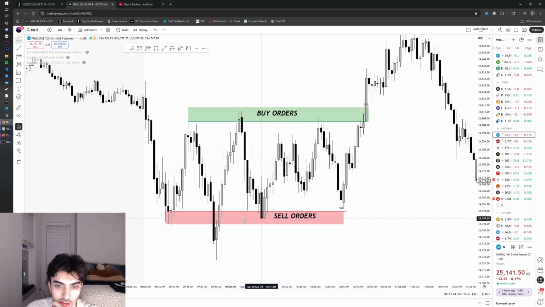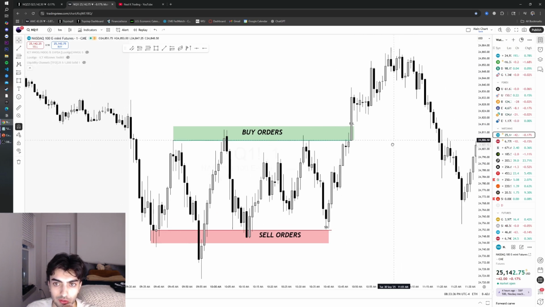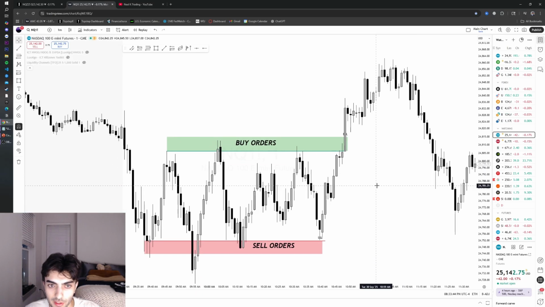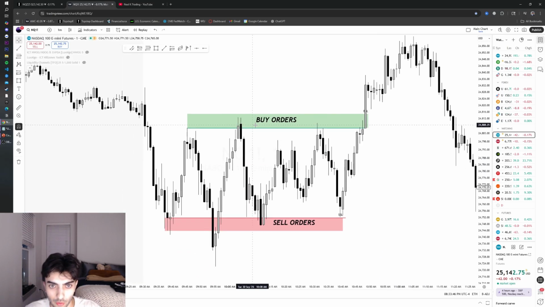And eventually you'll see price break out of one of these ranges. So in this case, this was a sweep. In this case, we swept more orders here before moving up and past these levels. So the way smart money uses these levels is to fill their orders.